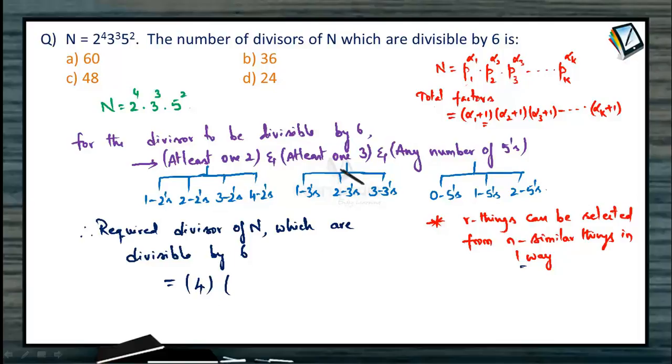And how many ways can at least 1 3 be selected from 3 3's? Yes, that can be done in 3 ways. How many ways can any number of 5's be selected from 2 5's? That can also be done in 3 ways. Therefore, the total number of divisors which are divisible by 6 would be 36, and the correct option for the given choices is B, which has 36 in it, right?